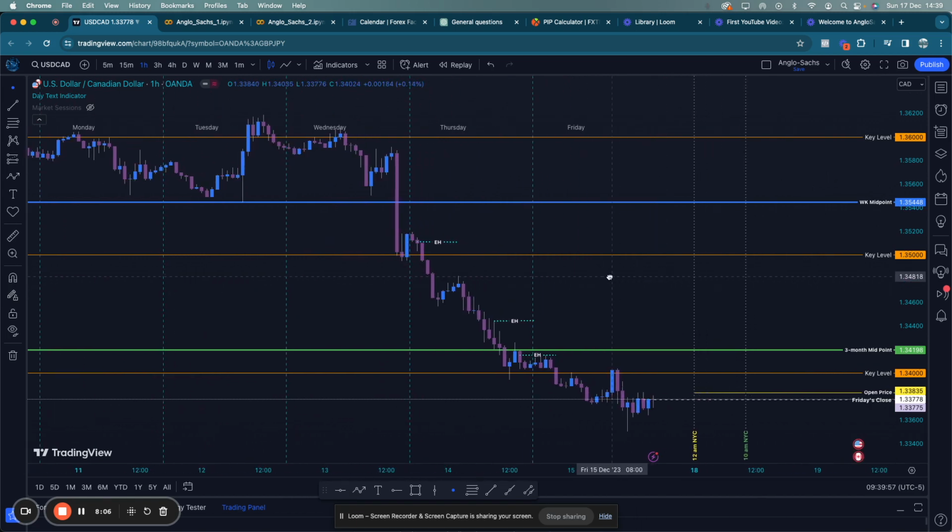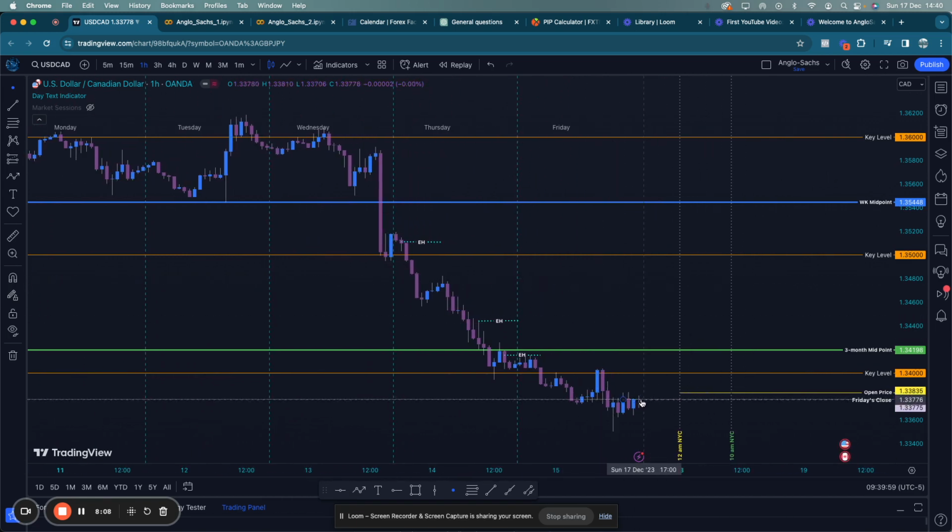So this is where we are at the moment. We're on Friday. This is where price closed on Friday. Price opened in Asia, so we had the Asian session, which was quite bearish, and then we had a bit of a kickback here in London. So this is the London session here.